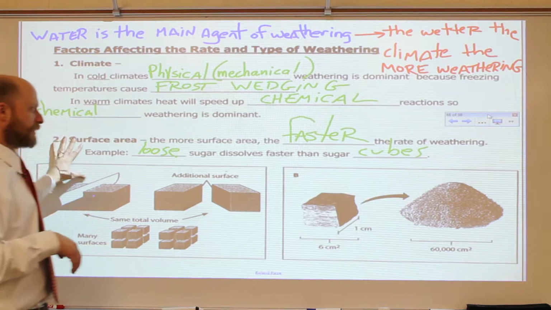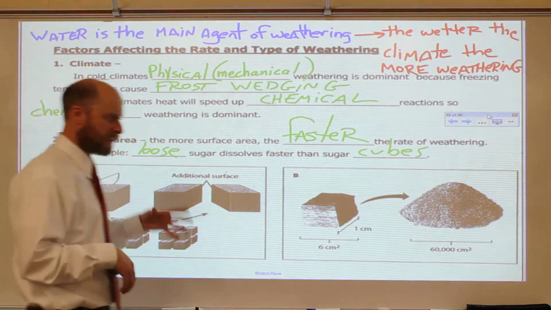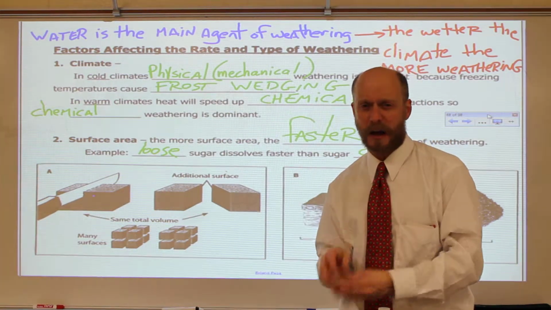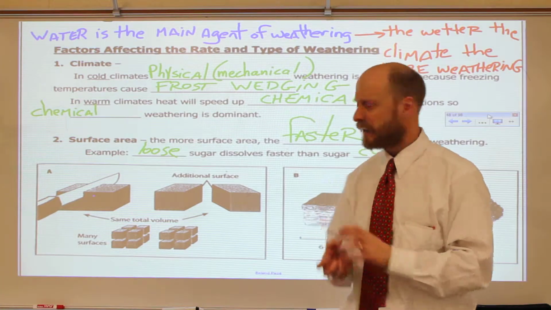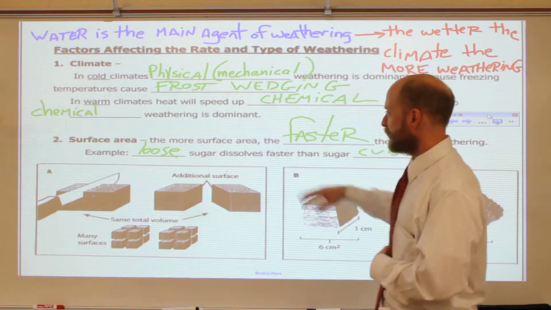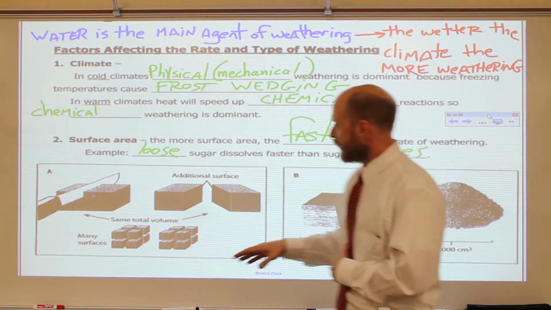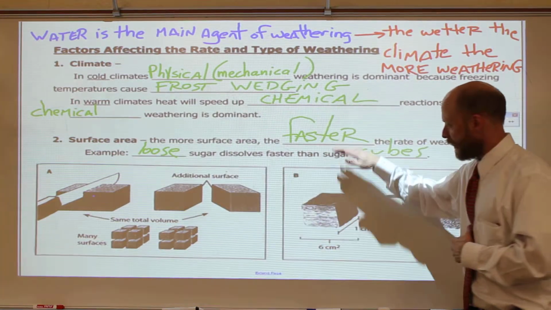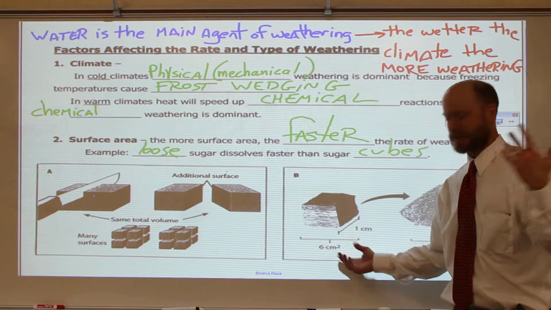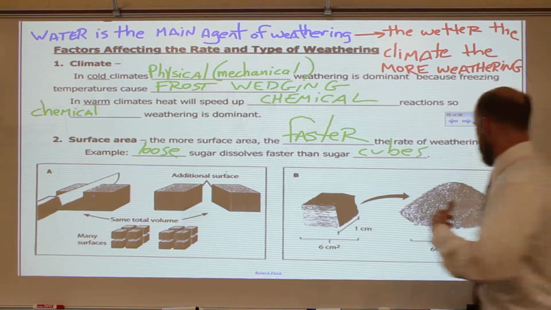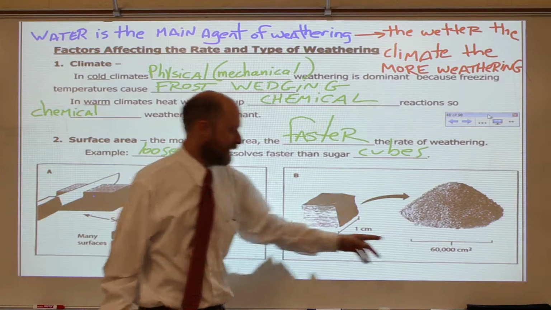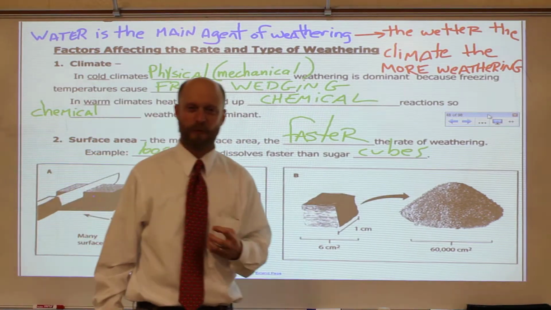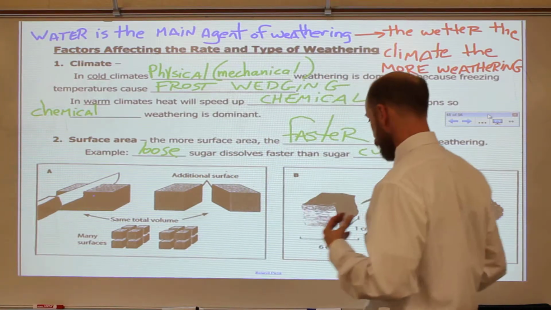Surface area, we've talked a lot about surface area already. The more surface area, the faster the rate of weathering, be it chemical or physical, because there's more surface to be acted on by the water or more surface to be abraded. So, for example, loose sugar dissolves faster than sugar cubes. Here, you can see the surface area from here to here to here is increasing. I like to show this, that this block right here is 6 cubic centimeters is the volume. And when it's ground into a powder, it is now 60,000 cubic centimeters. So it's 10,000 times more volume, which is pretty crazy.